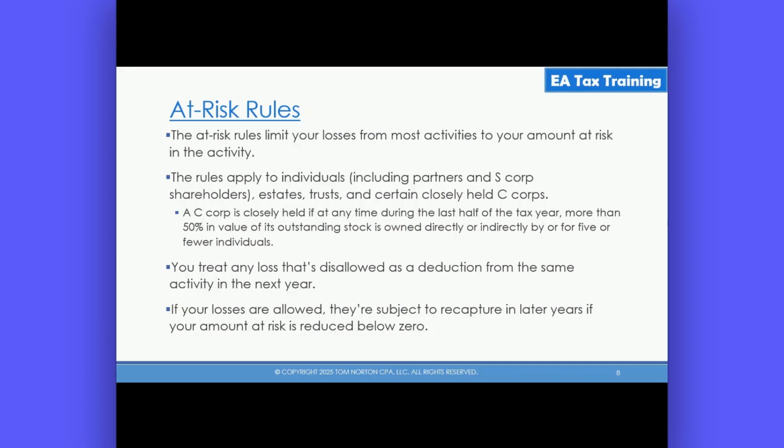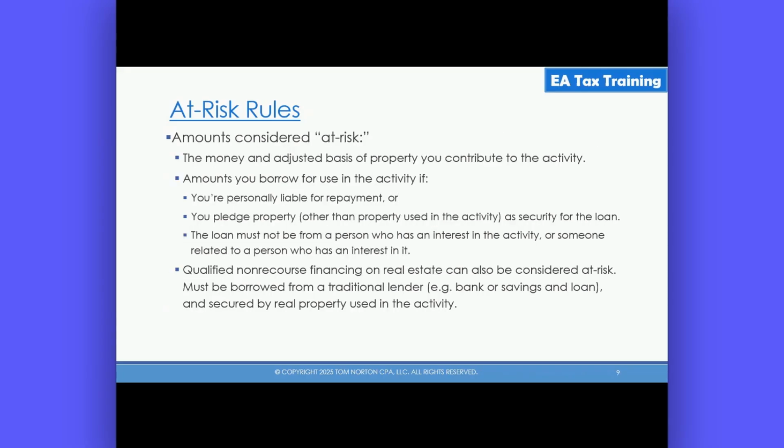If you do have losses that are allowed, they are subject to recapture in later years. So, in other words, you have a loss this year, it's allowed because you've got amounts at risk. And then later, you've got more losses, and the amount of those losses exceed the amount that you had at risk at that time. You may have to go back and then include in income the losses that you took in that previous year. So, what amounts exactly are considered to be at risk?